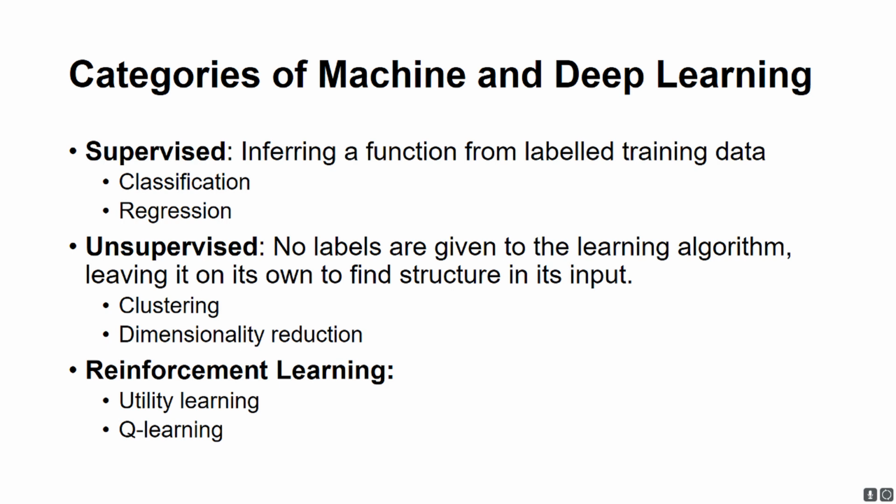The third category here is probably one of the most actively researched areas recently and got a lot of attention, in particular last year: reinforcement learning. Now, there are two types of reinforcement learning. One is utility learning, the other one is Q learning. So what exactly is reinforcement learning? I guess the best way to think about it is that it's neither supervised, meaning we don't give it any so-called data that is labeled, nor do we leave it unsupervised.